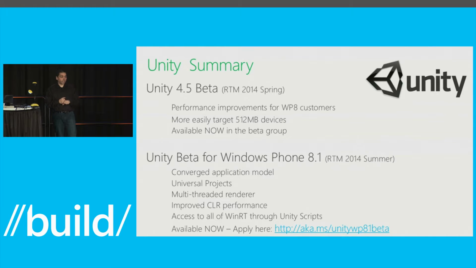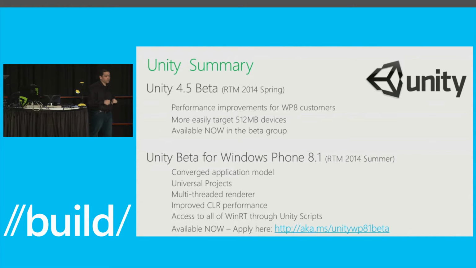So we've improved the memory management, and you'll be able to run better on low memory devices for phone. So that's Unity 4.5 Beta, and that's going to RTM this spring. So we're probably anywhere between 4 to 6 weeks, something along that time frame, just this spring, right? And that's available today.